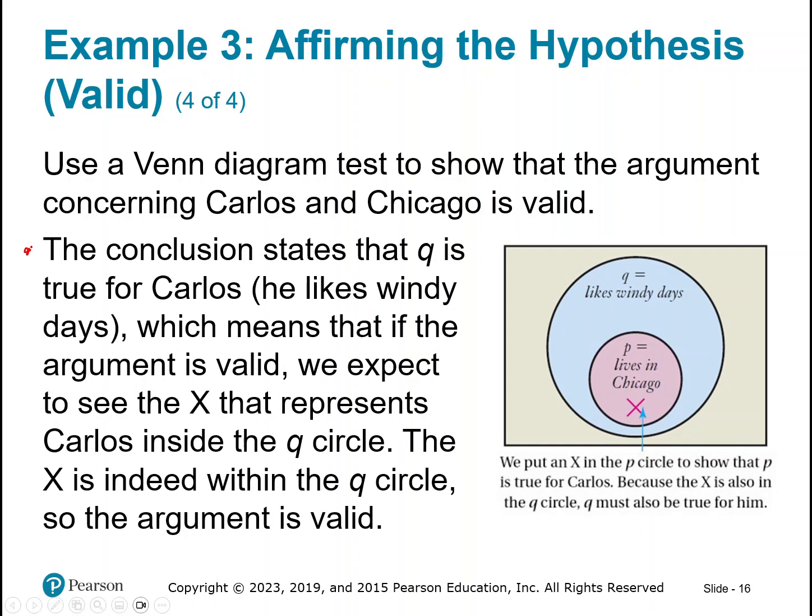Carlos, he likes windy days, which means that if the argument is valid, we expect to see the X that represents Carlos inside the Q circle. The X is indeed within the Q circle, so the argument is valid.